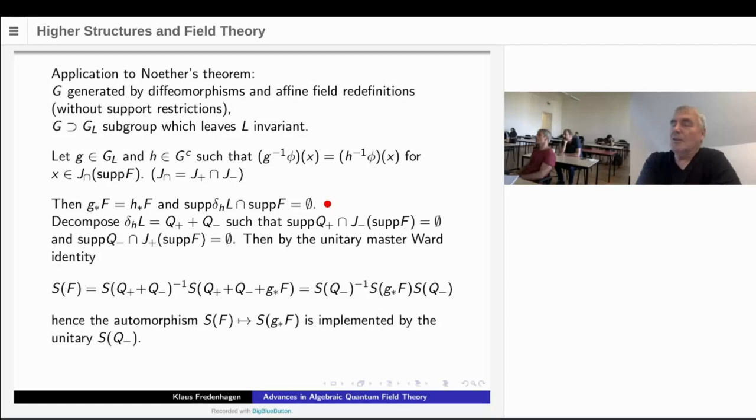Okay, now try to imagine how this looks. So we have the support of F. Maybe I try to draw it here. So this is the support of F, and this J cap of support of F is more or less the same, slightly larger. And where is this delta H of L localized? It's just in the surrounding here. Essentially, just a region which surrounds the support of F.